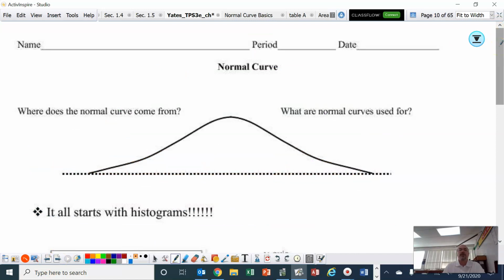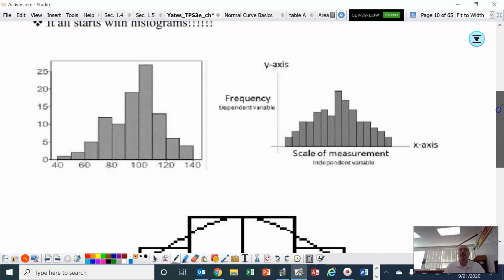All right, I've got some more pictures here. Again, where does the normal curve come from? What are normal curves used for? Again, it all begins with those histograms. Now again, histograms aren't always going to be normal. In fact, most of them are not going to be perfectly normal. They might be close to normal, like these 2 in front of you. Those are fairly normal. They're not perfect, but they are fairly normal because they kind of give us that normal single peaked curve. And then on that one too.